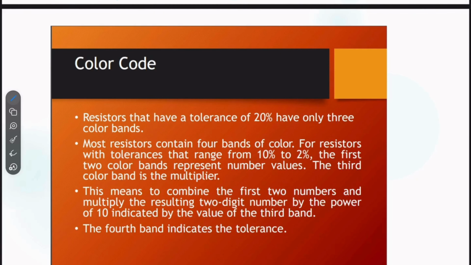Color code. Resistors that have a tolerance of 20% have only 3 color bands. Most resistors contain 4 bands of color, for resistors with tolerance that ranges from 10% to 2%. The first two color bands represent the number value. The third color band is the multiplier. So we have 4 bands. This is band 1, the first number. This is the second number. This is a multiplier. And this is the tolerance.